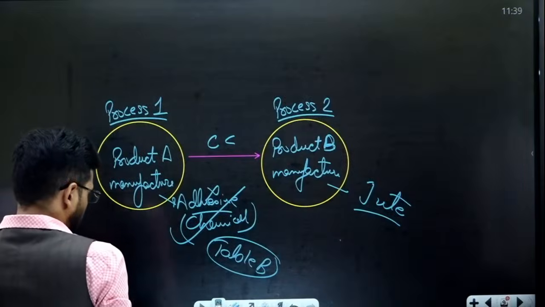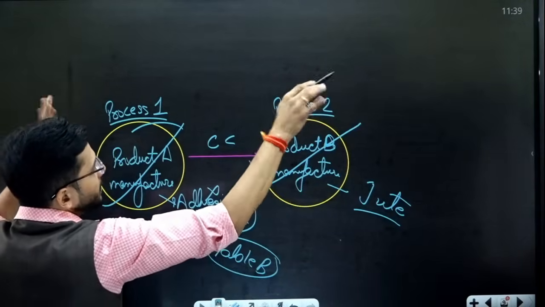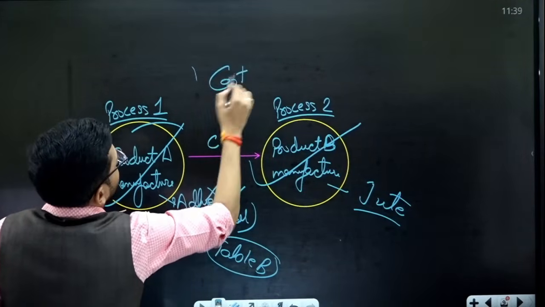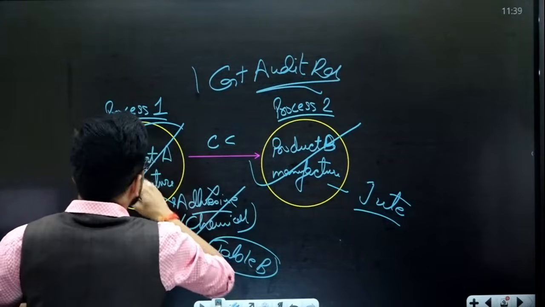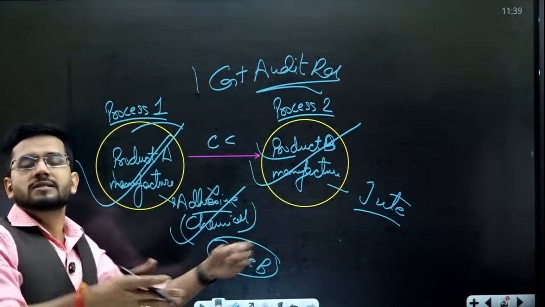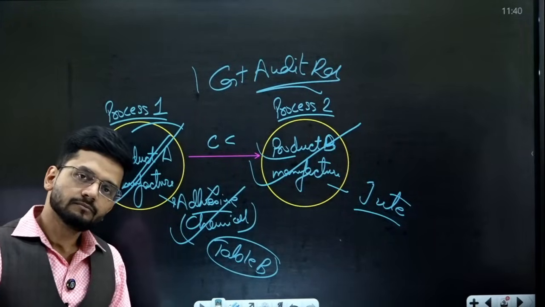If both the goods are under cost audit, no problem at all. You prepare one cost audit report, and both of them can be included in that cost audit report. Simple, no problem at all. There's no issue at all.